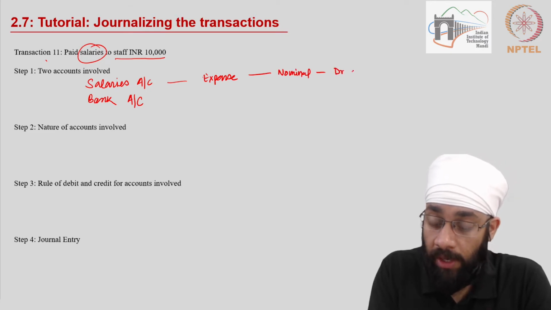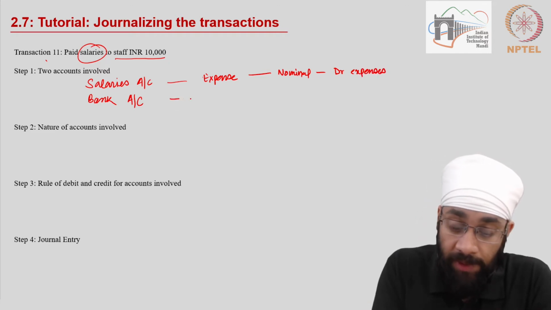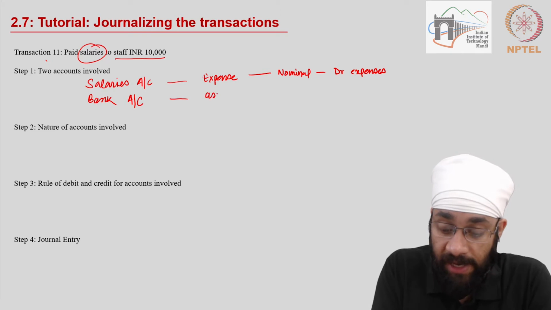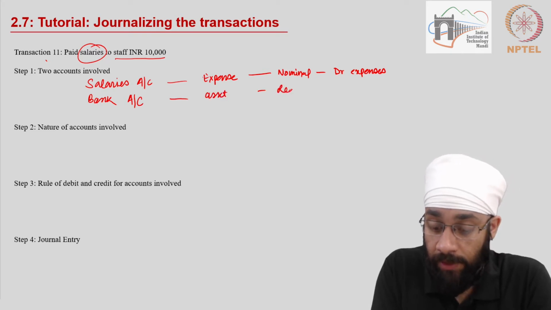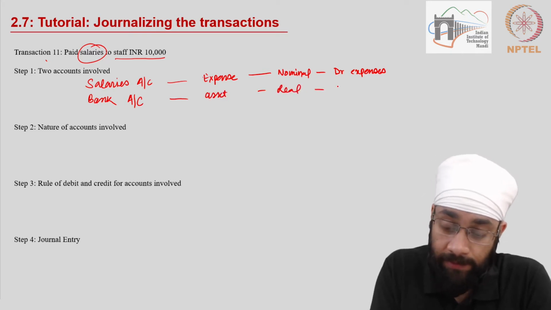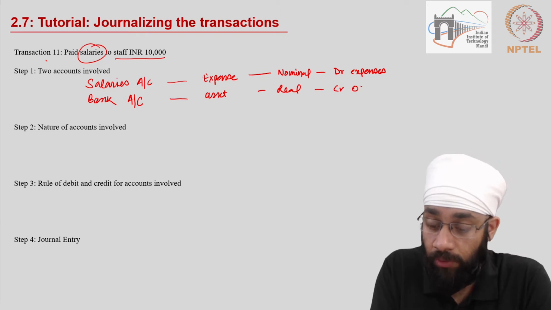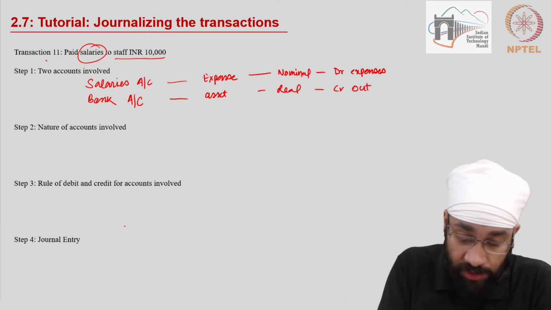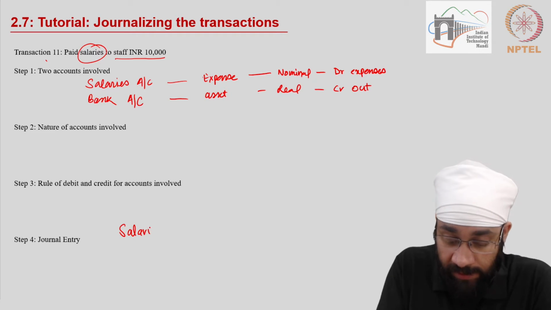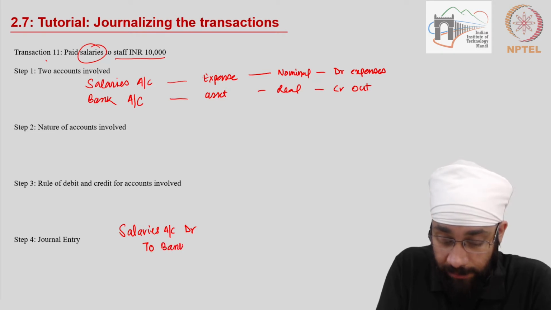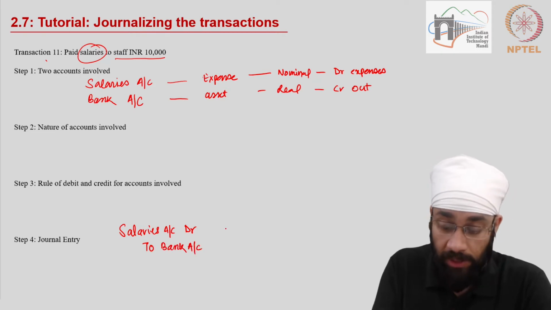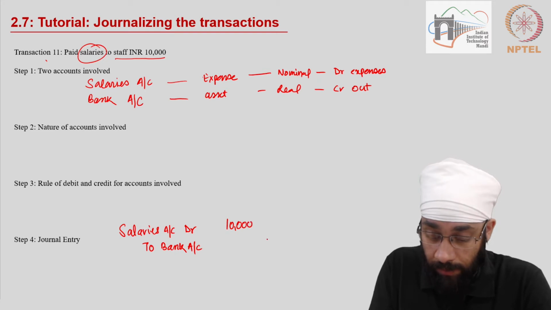You debit all expenses. The bank, on the other hand, is an asset. It's a real account, and you credit what goes out. So the journal entry is salaries account debit to bank account. Okay, so 10,000.